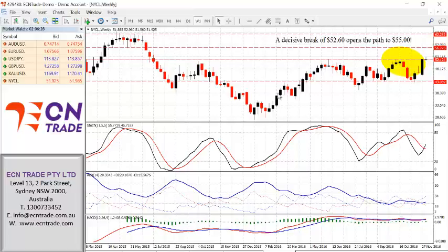If we fail to see a break above 52.60 today, then we could actually see a move back to the downside and look towards $46.50 as an objective in the short term.